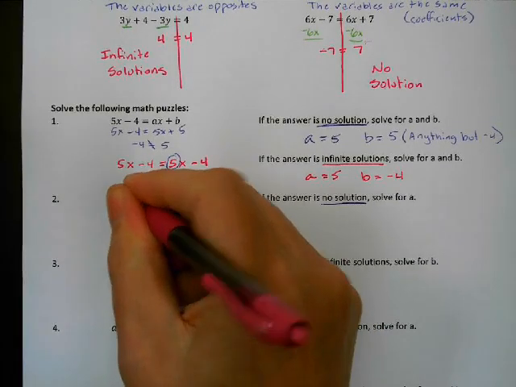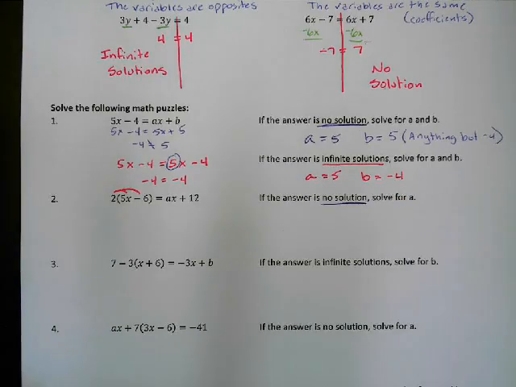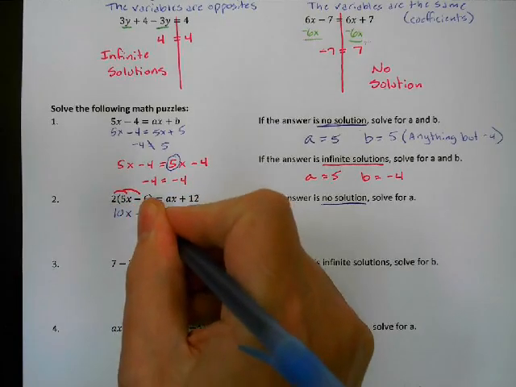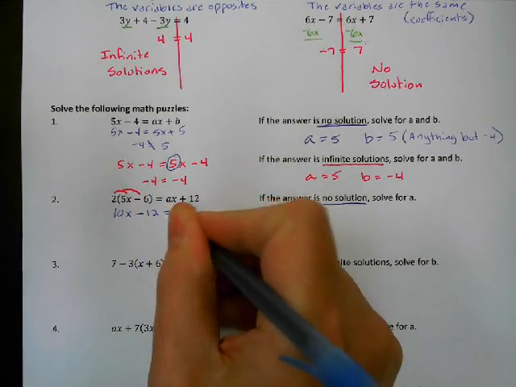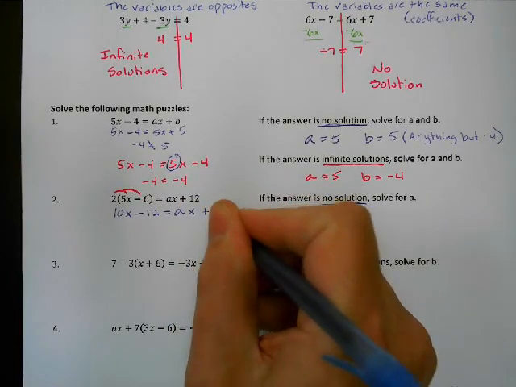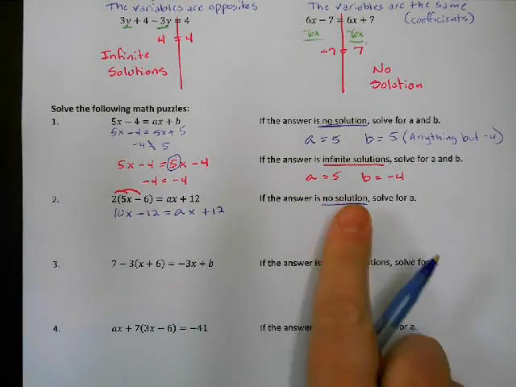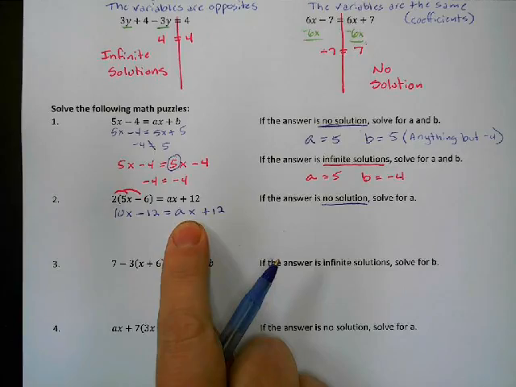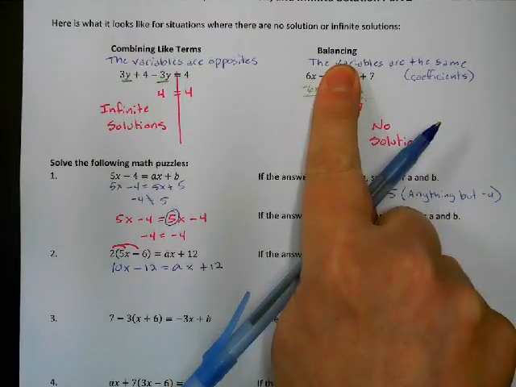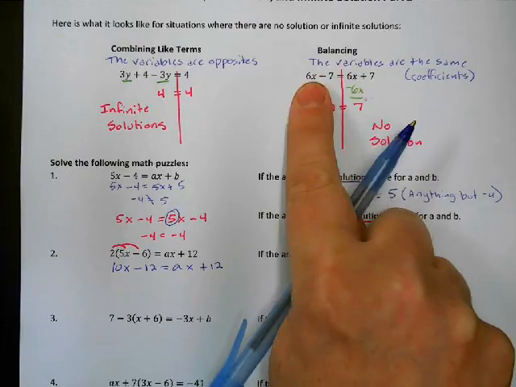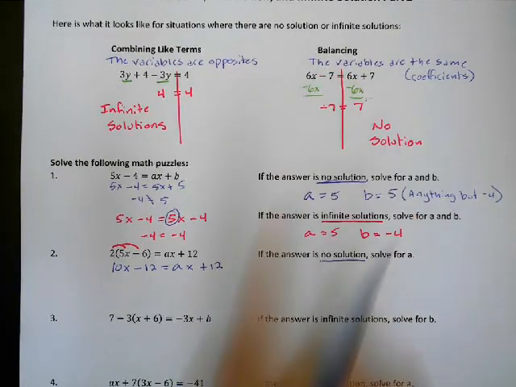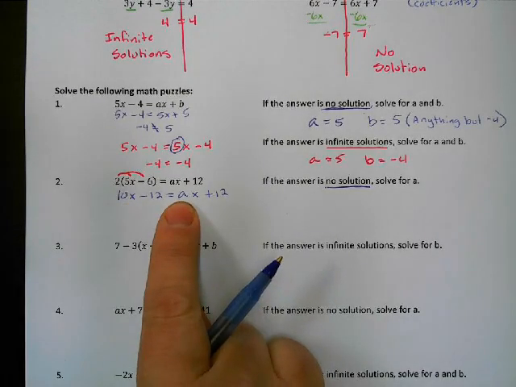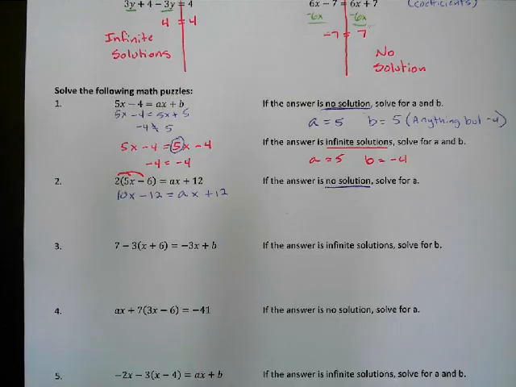I'm going to distribute. I'm going to get 10x minus 12 equals ax plus 12. All right, so to get no solution, the x's have to cancel out. This is a balancing problem. So since it's a balancing problem, the x's have to be the same. The coefficients have to be the same on both sides. So if this one has a coefficient of 10, the a has to be 10 as well. So I'm going to make a 10.